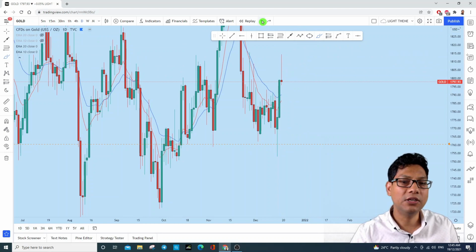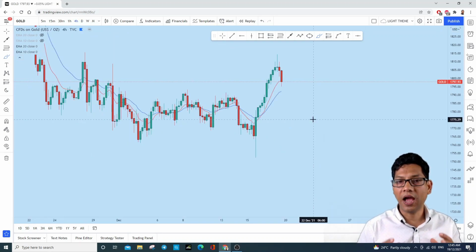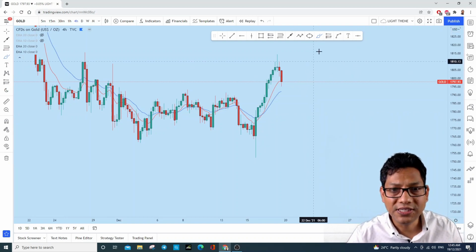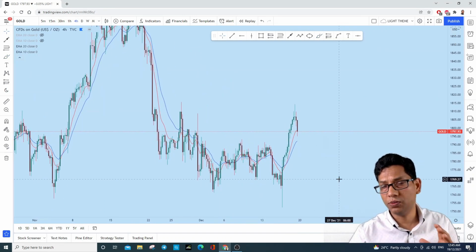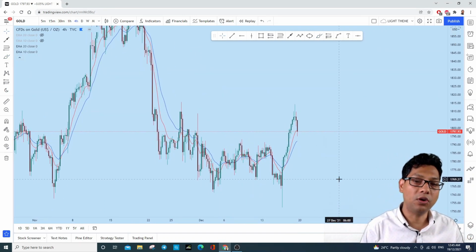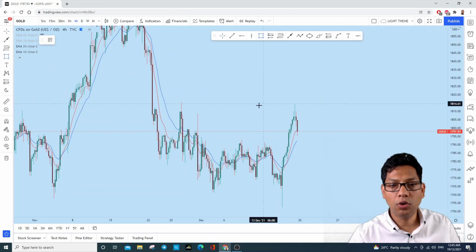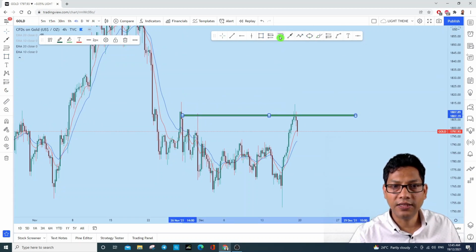So let's see on the 4 hour what kind of price action we want to see and how we will be trading. It is completely impossible to predict at this point which way gold will finally go. So what we will be doing is considering two possible scenarios, the first scenario and the second scenario.